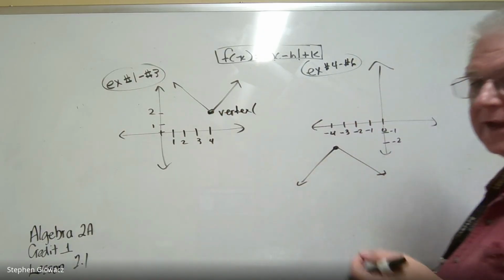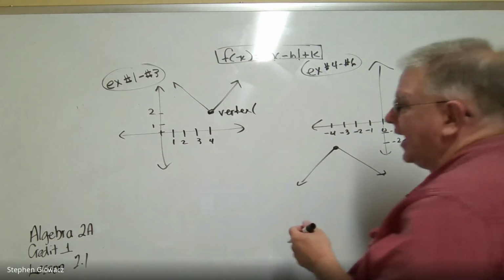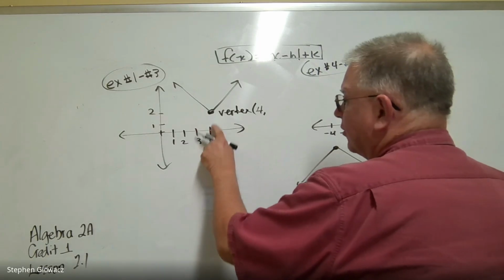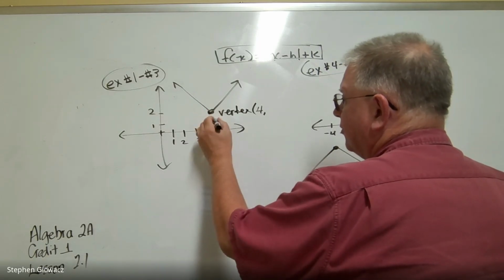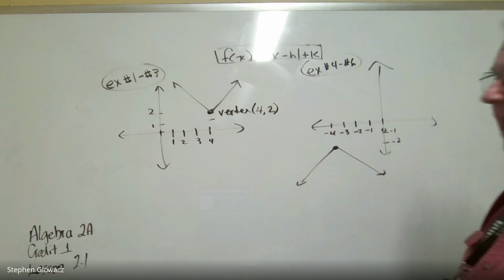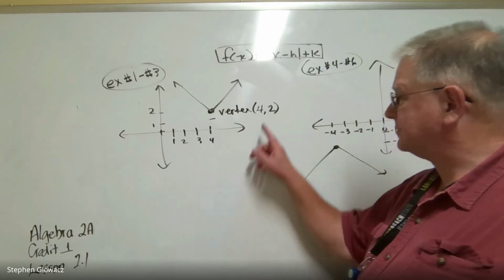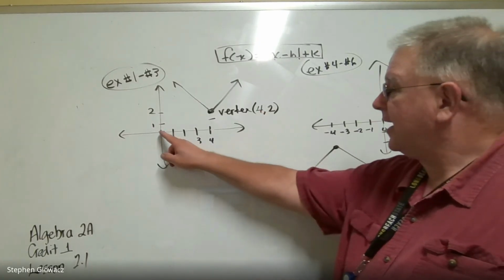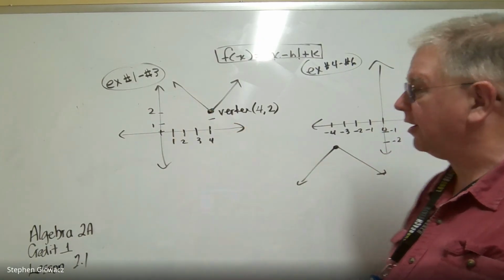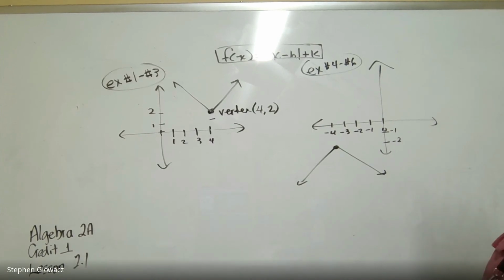So remember, in any ordered pair, the first number is our x value. So that's a positive 4. And then we're going to go 2 up. So 1, 2. That's a positive 2. So our vertex is at 4 and 2. Be careful that you don't do that backwards, because if you do 2 and 4, that would be 2 to the right and then 4 up, and you'd be somewhere up here, which is, of course, not what you want.